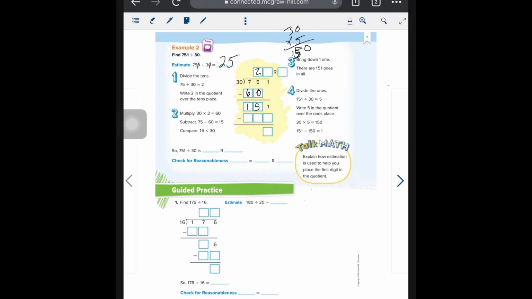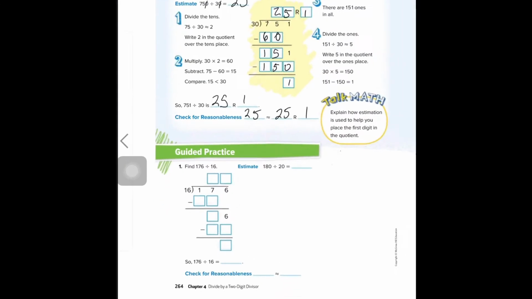Ooh, look at that. It's really close, 150. So let's do 5. It's going to be 150. And there's going to be a remainder of 1. So 751 divided by 30 is 25, remainder 1. We estimated it to be about 25, and the answer is 25, remainder 1. So our estimate was quite close to our answer. So make sure we do the remainder 1 right there.